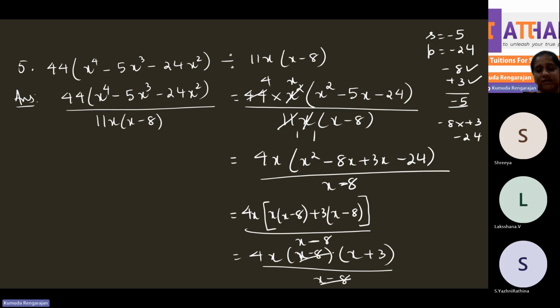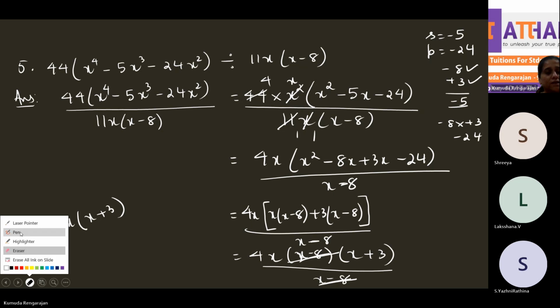Now x minus 8 gets cancelled. Sorry, I'll write the answer here. So the final answer is 4x into x plus 3. See, this one and this one gets cancelled. This x minus 8 is the denominator here, children. Don't get confused. This x minus 8 is the denominator for the earlier step. So after cancelling x minus 8 in the numerator and denominator, we are left with 4x into x plus 3 in the numerator, which is the final answer. Write down, children.